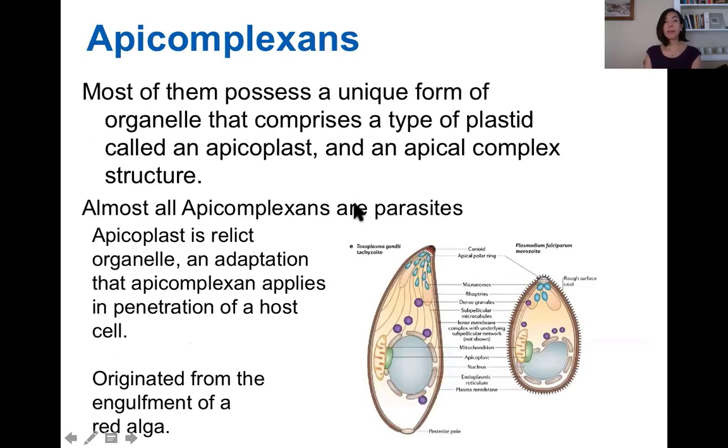The second group is the apicomplexans. This group has the tip of the cell, the apical complex. That's why they are called apicomplexans. The apical complex is used to perforate the cells that they are infecting or affecting. So apicomplexans are parasites, and they have this organelle called the apicoplast, which is an adaptation of this group. This apicoplast originated from the engulfment of a red alga.